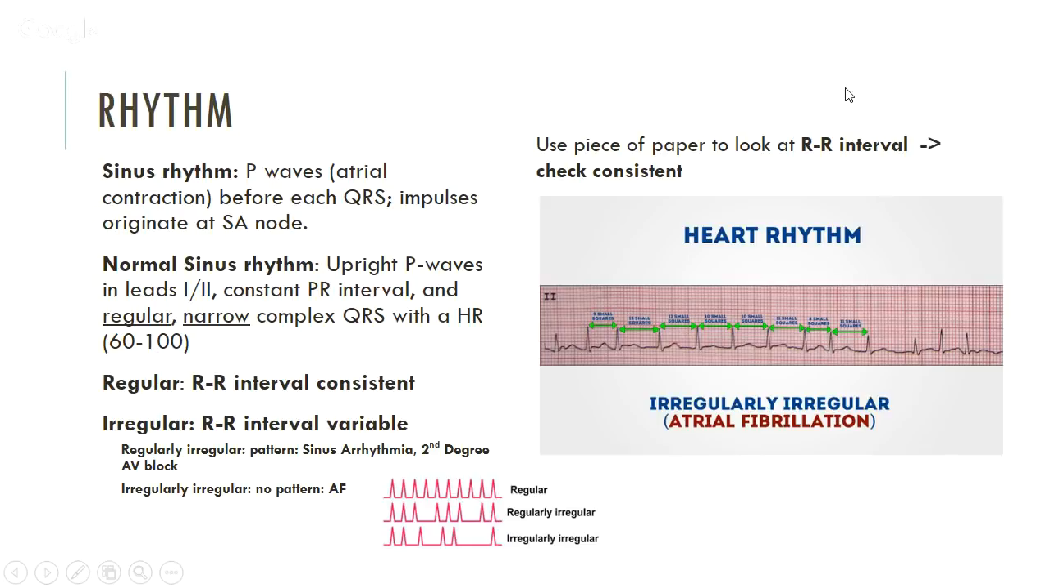To look at if it's regular or irregular, the easiest way is to get a piece of paper and just mark out each R to R interval and check if it's consistent. If it's regular, then it's just regular. And if it's irregular, it can be split into regularly irregular or irregularly irregular. The only difference is that the regularly irregular has a pattern to it, so you can predictively know when the next drop off is. That's the only difference. I don't think that's that important, but I always get confused, but that's the main difference.